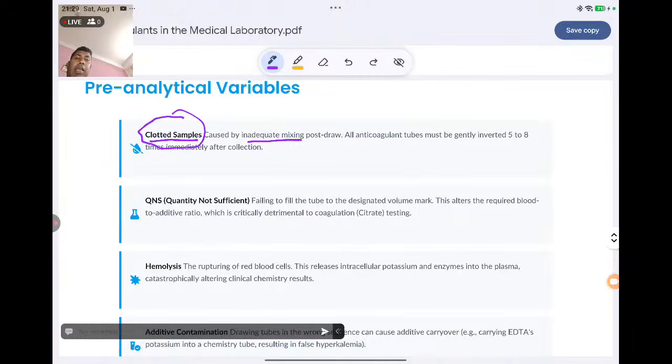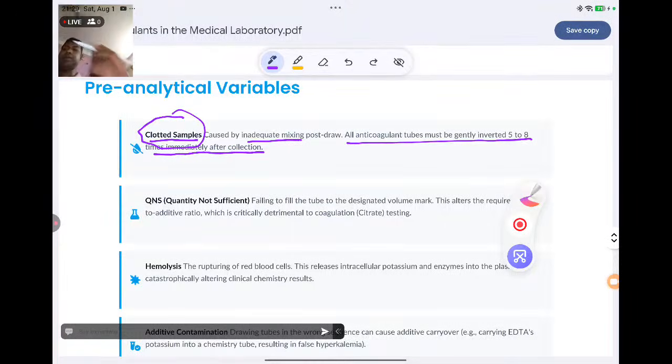Okay, all anticoagulant tubes must be gently inverted 5 to 8 times immediately after collection. Means we have to take the tube and roll it 5 to 8 times post collection of blood. The next error is insufficient quantity.